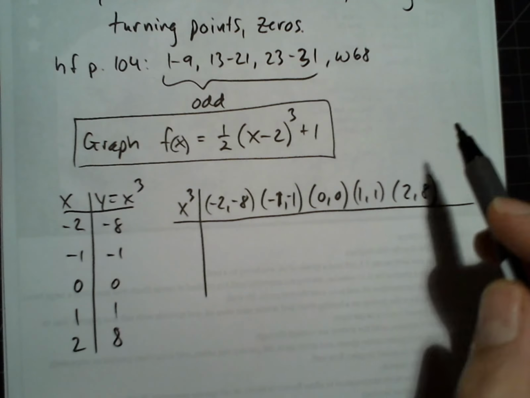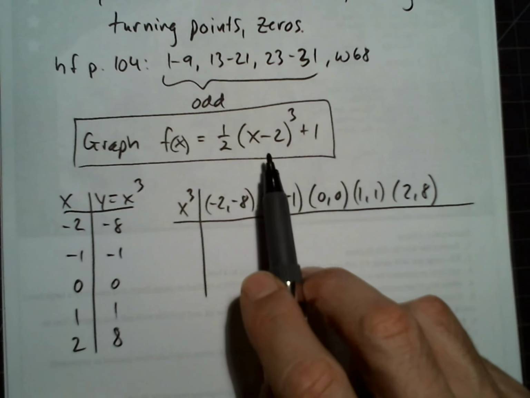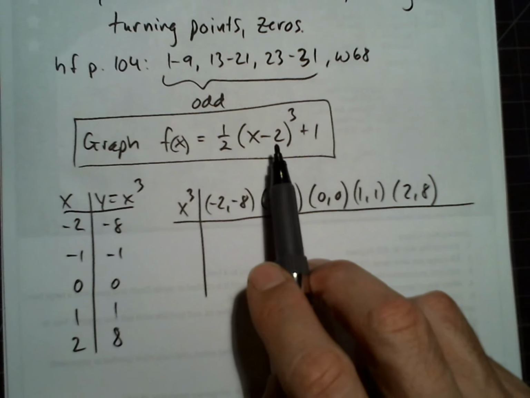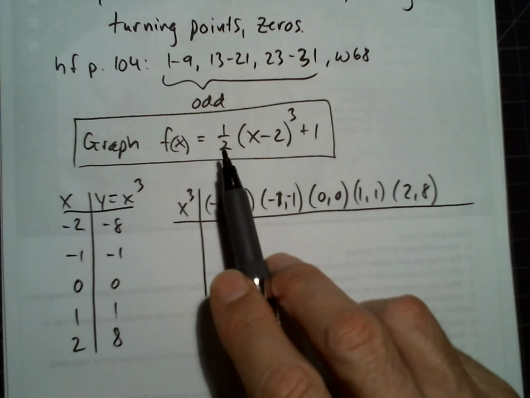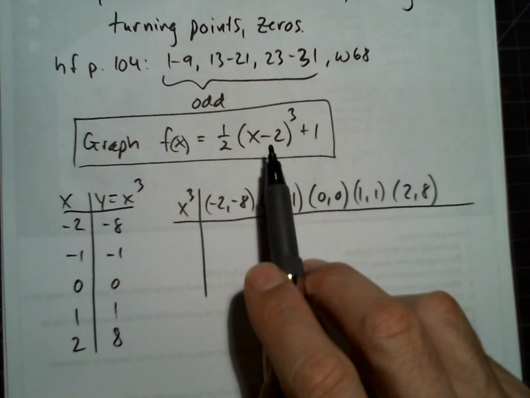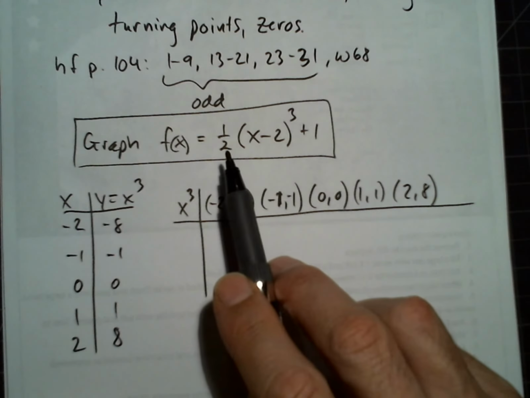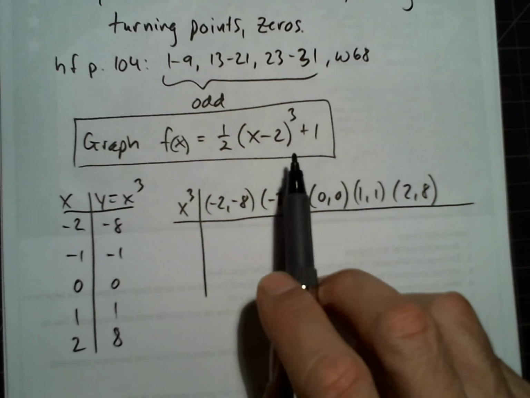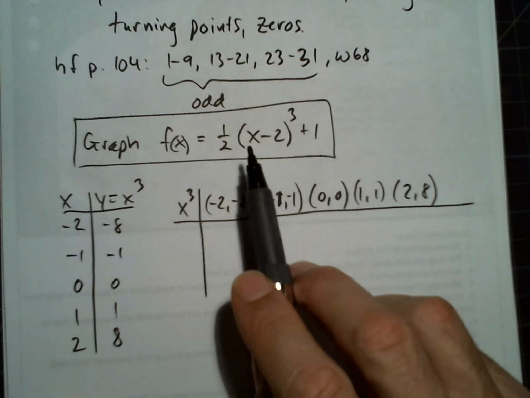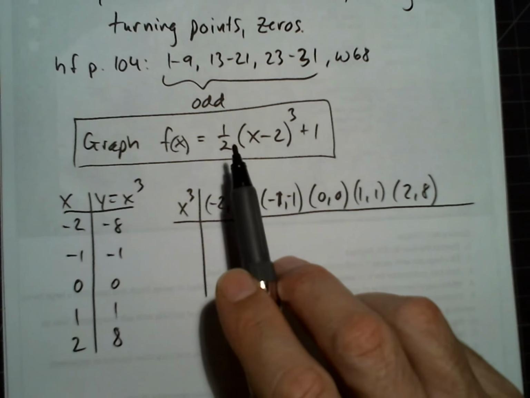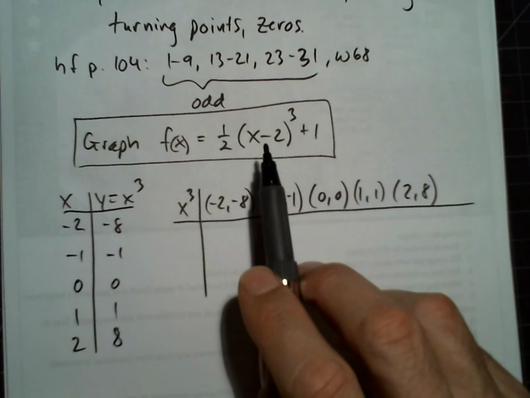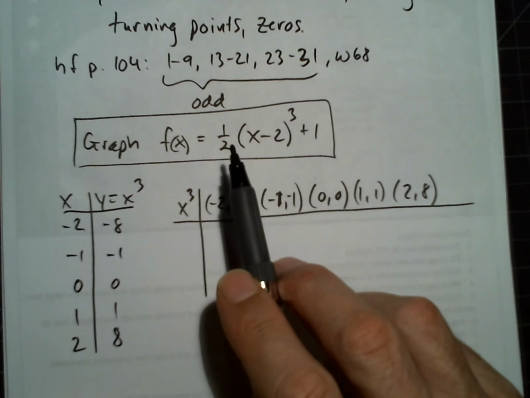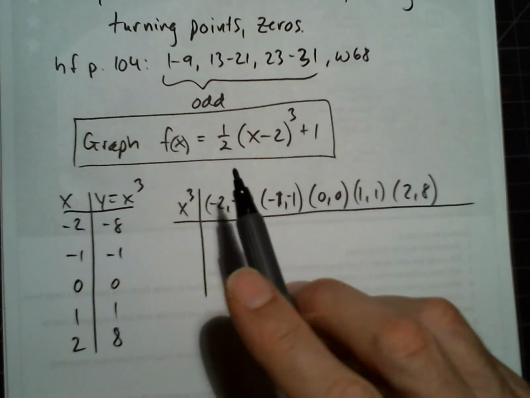And then we have to look at whether we have an inside change or an outside change. Inside change is horizontal, outside is vertical. On an outside change, we do what it says. On the inside change, we do the inverse of what it says. So we're going to change the y value by multiplying the y value by half.